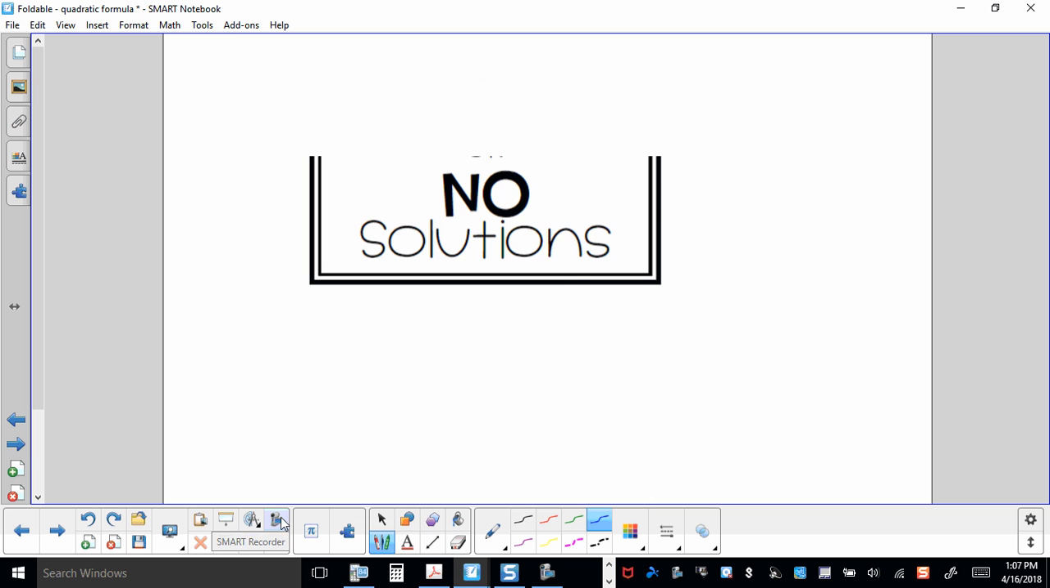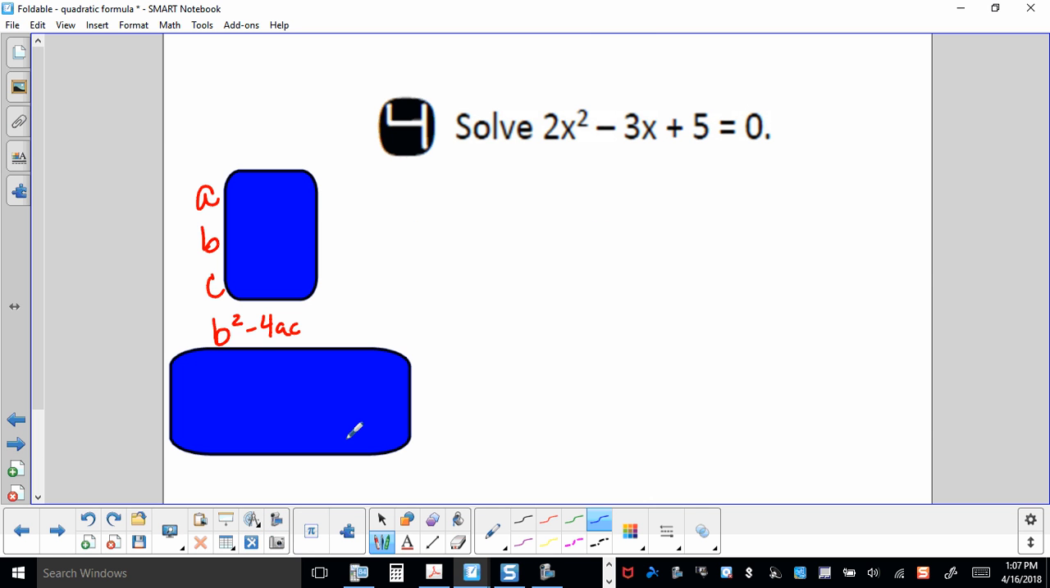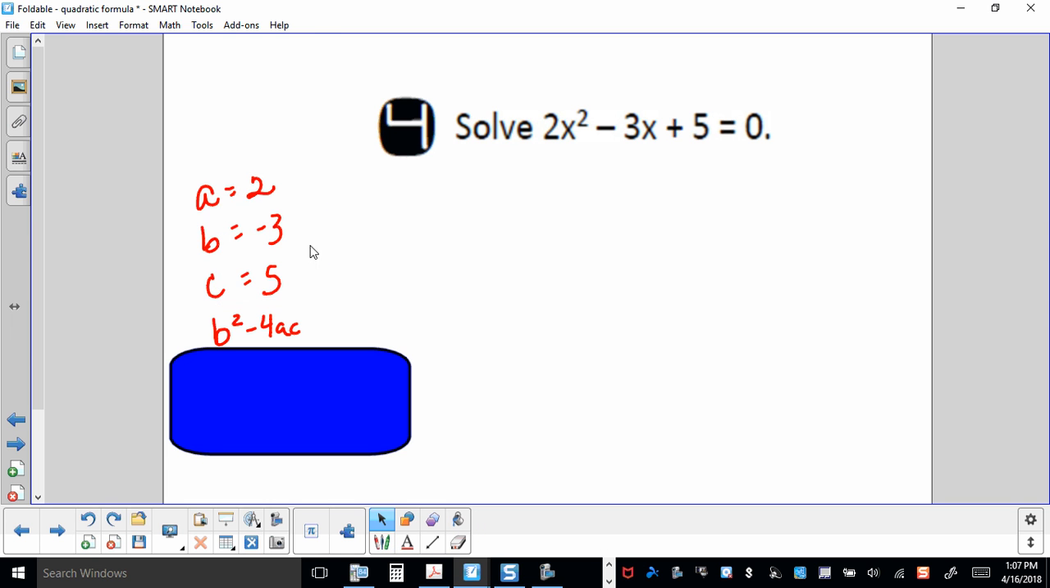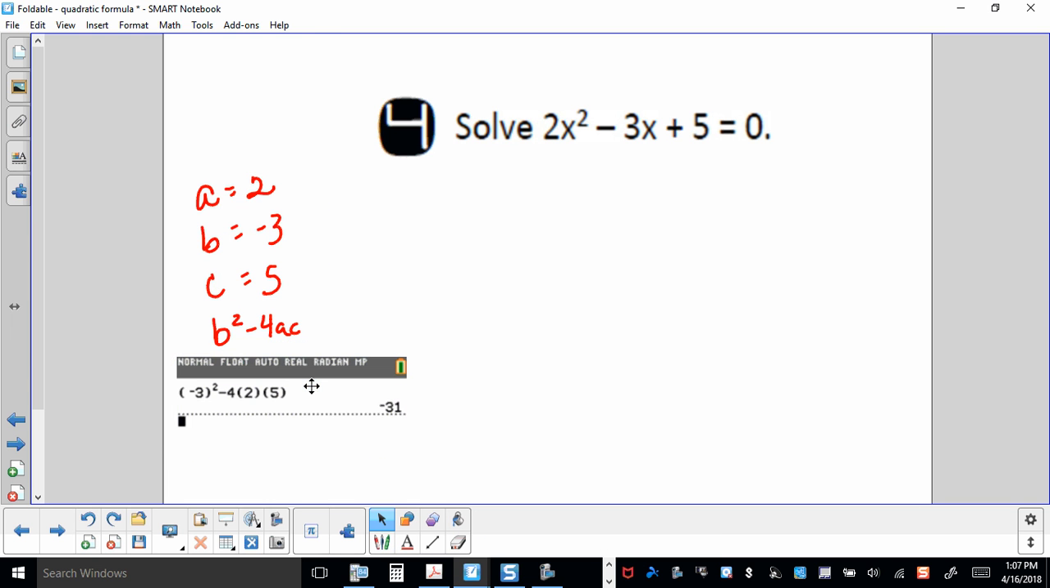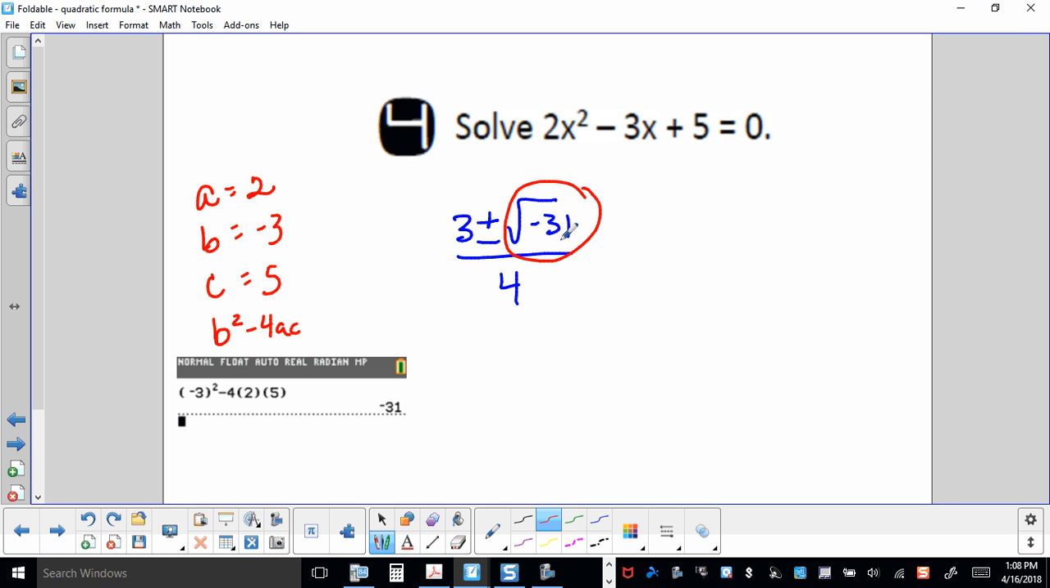Now let's look at solving one with no solution. Again, identify the A, B, C, and the discriminant. So A is 2, B is -3, C is 5, and the discriminant is -31. So let's plug that into the quadratic formula. Minus B, so minus a -3 is 3, plus or minus the square root of a -31 over 2 times A, which is 4. Well, we can stop right here because we can't take the square root of a negative number, so we have no solution.